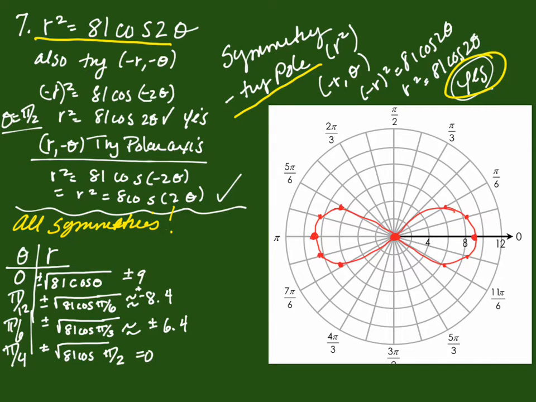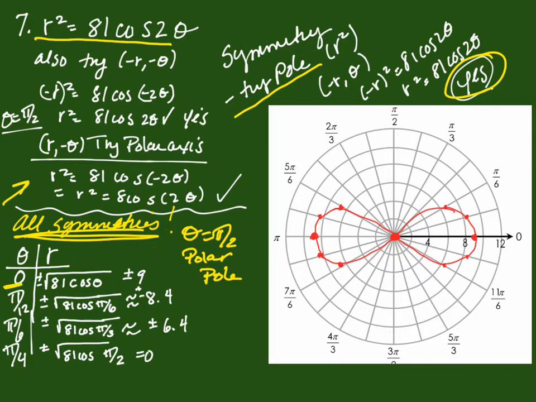So I really actually went on and tested, and this one has all symmetries. So it's symmetric to the theta equals pi over 2. It's symmetric to the polar axis, and it's symmetric to the pole, so that can help us in any way.